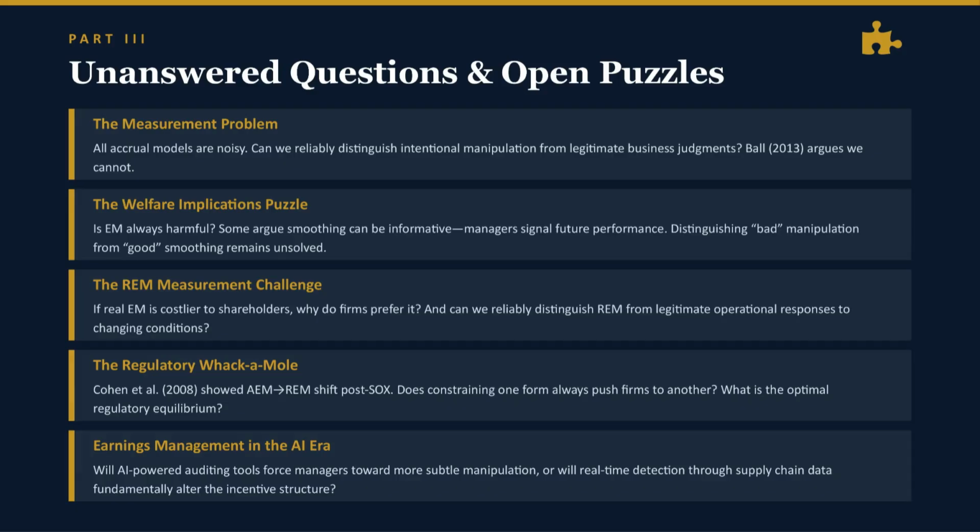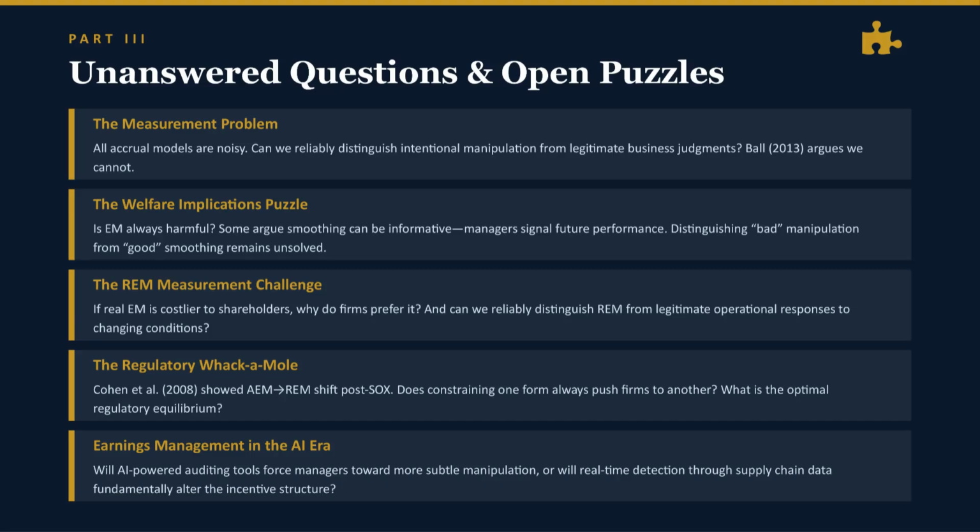The real earnings management measurement challenge. If real earnings management is more costly to shareholders than accrual manipulation, why do firms increasingly prefer it? Can we reliably measure REM, given that the same actions, cutting R&D, offering discounts, may reflect legitimate business responses to changing conditions rather than manipulation?